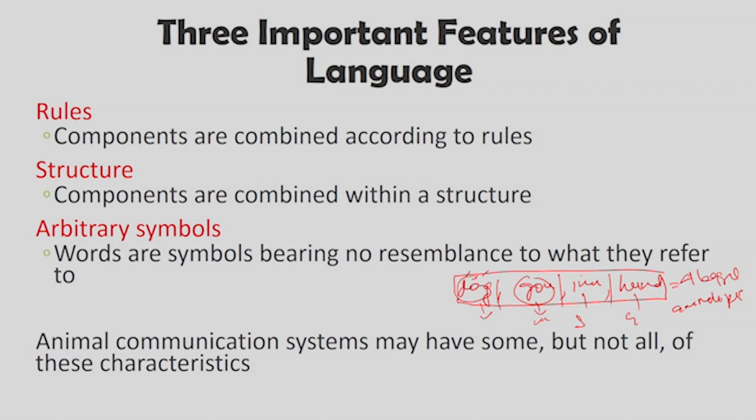Now, animal communication systems may have some, but not all of these characteristics. So, animal communication systems borrow some of these features from human language. They borrow maybe the structure or arbitrary symbols. For example, some symbols used by animals in their communication systems are iconic symbols. These iconic symbols are arbitrary in nature, but they are read by the conspecifics. So, animal communication systems have some, but not all of these characteristics that human language has.